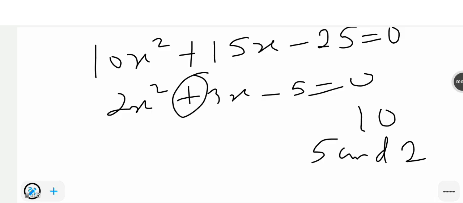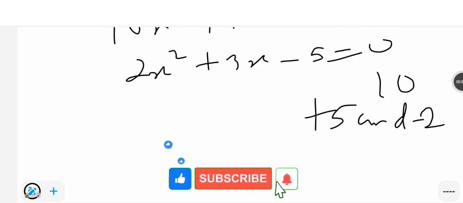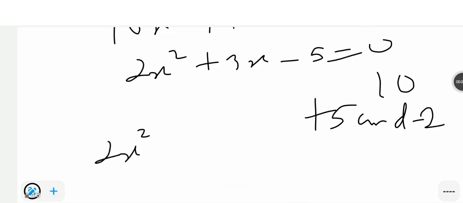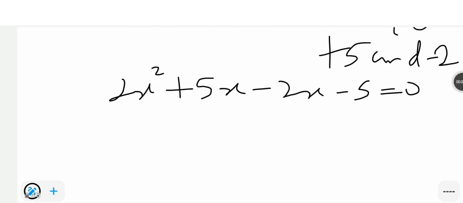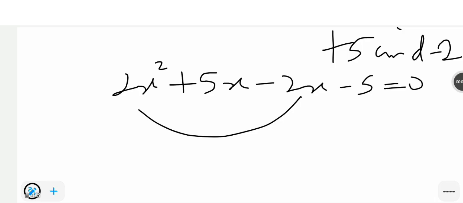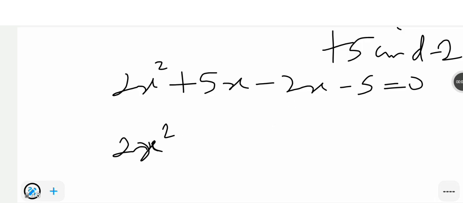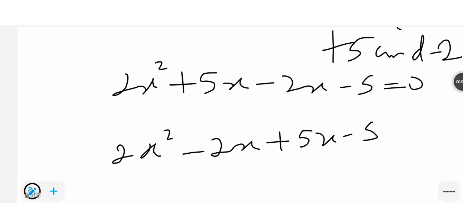So this is plus here. Give it to the bigger number. Then plus times minus, give it to the smaller number. So don't write this one anymore. So we write 2x squared plus, I'm going to write 5x now, minus 2x minus 5 equals 0. So let me just bring these two close to each other. So that will be 2x squared plus 2x plus 5x minus 5.